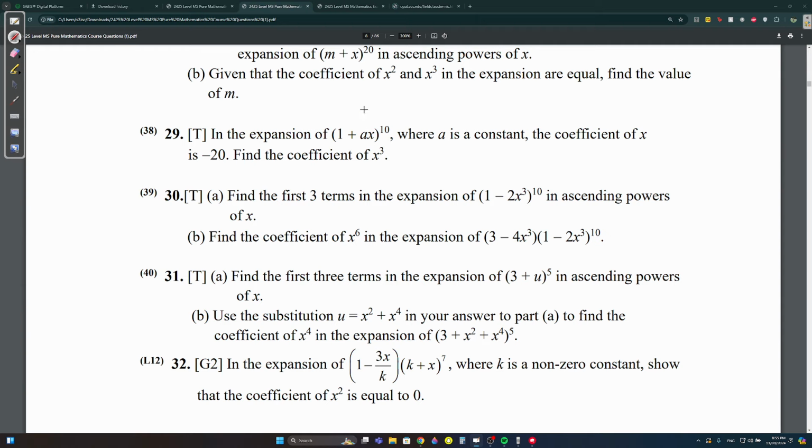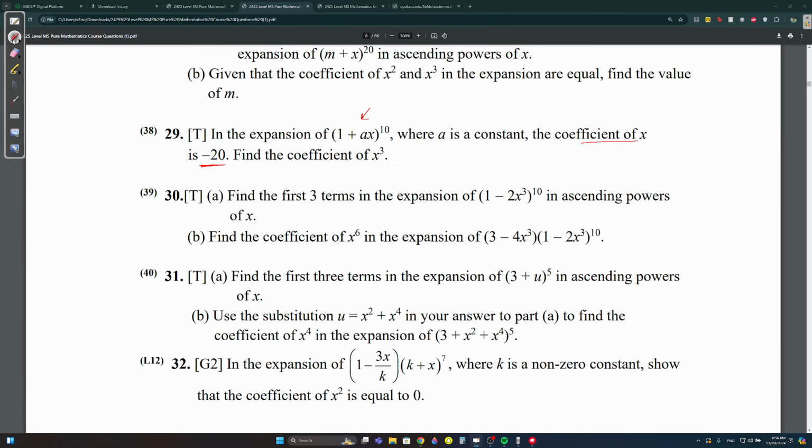Okay. In the expansion of (1 plus ax) to the power of 10, where a is a constant, the coefficient of x is negative 20. Find the coefficient of x cubed. Okay, so they're saying when you expand this, the coefficient of x is negative 20. Find the coefficient of x cubed.